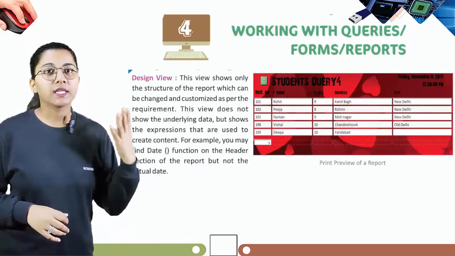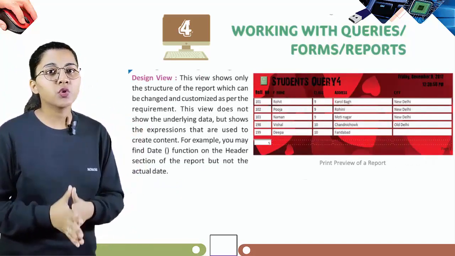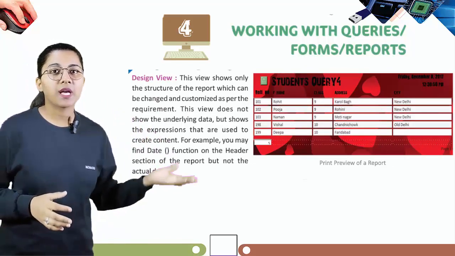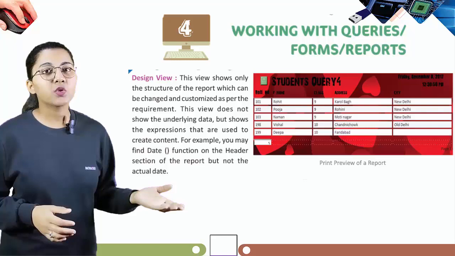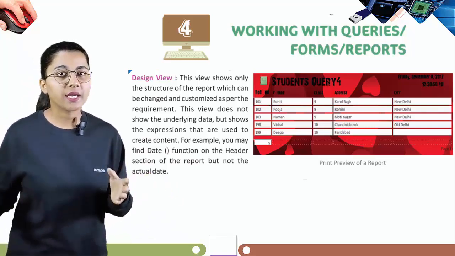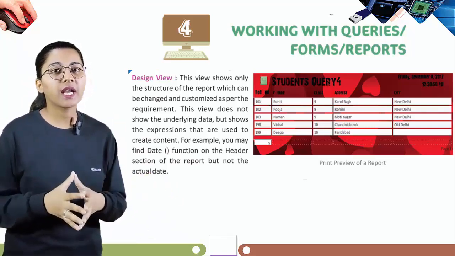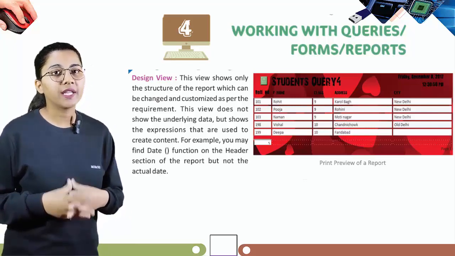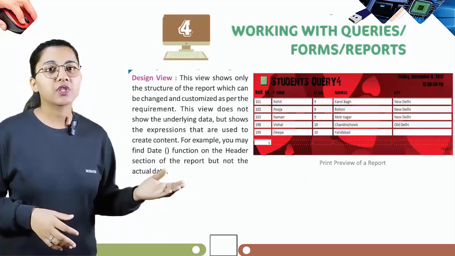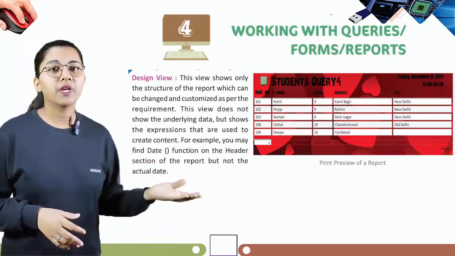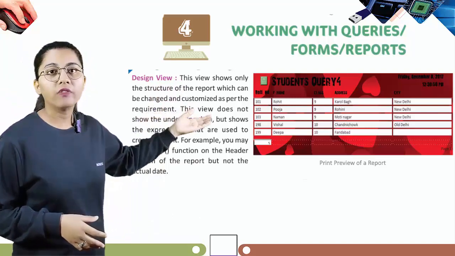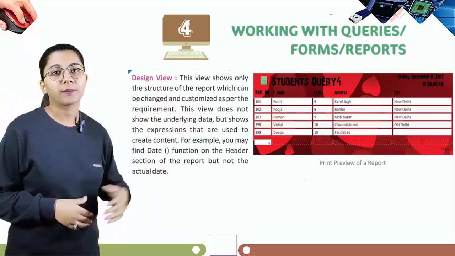Then fourth, design view. This view shows only the structure of the report, which can be changed and customized as per the requirement. This view does not show the underlying data but shows the expressions that are used to create content. For example, you may find a date function on the header section of the report but not the actual date. Here you can see the interface of print preview of a report.